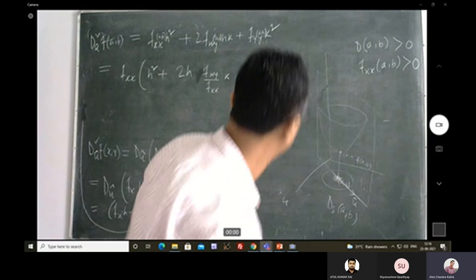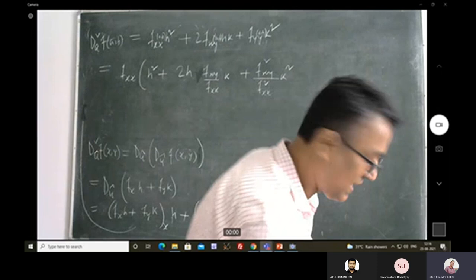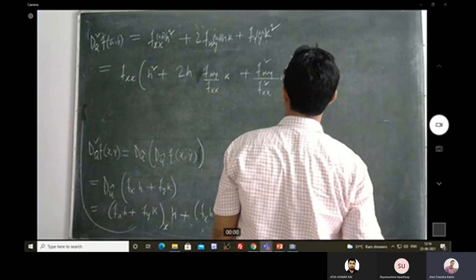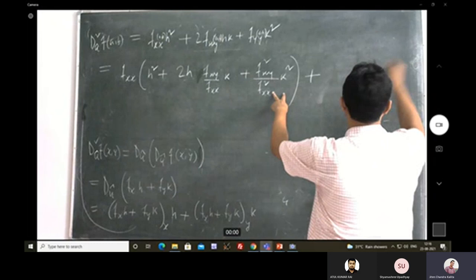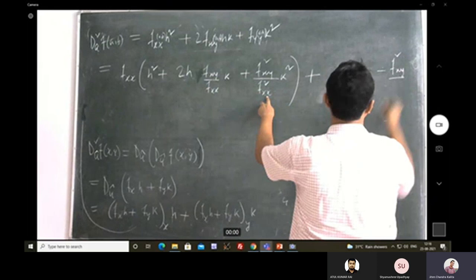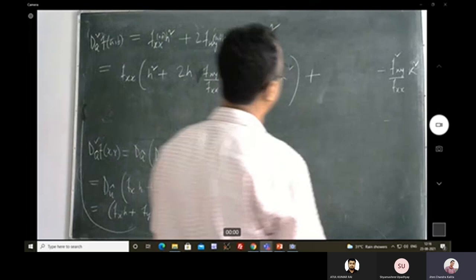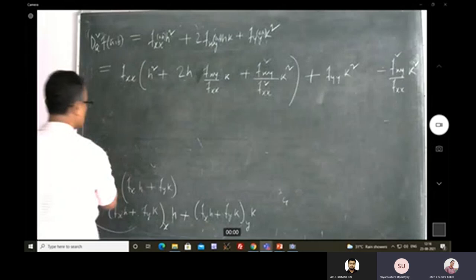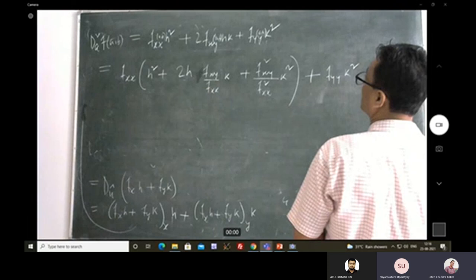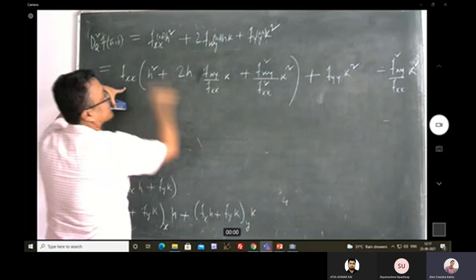Come back to this figure later on. And then I have from here fyy k squared. So here I have to negate this one. If I negate this, this is going to give you minus fxy squared by fxx, and this will be k squared. And I have this fyy k squared out there, with fxx squared in the denominator.